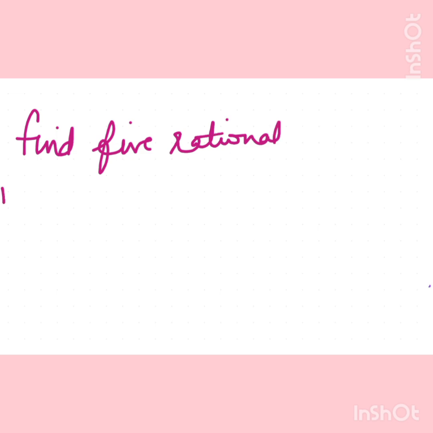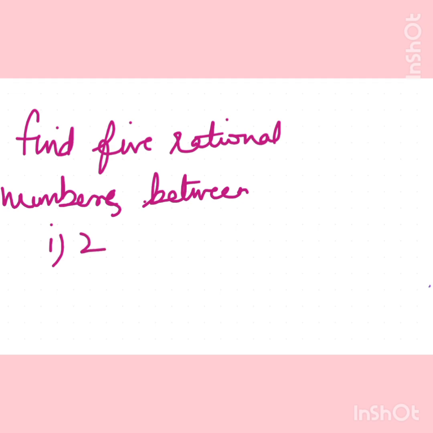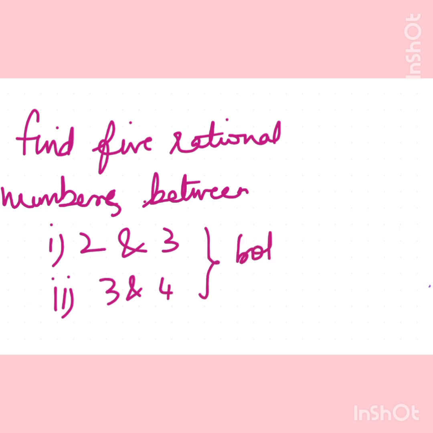So now we'll mark homework. I'll give you 2 sums as homework. You have to try by yourself and find out using both the methods, the average method as well as making a common denominator. So find 5 rational numbers between: the first one is 2 and 3, and the second one is 3 and 4. Very simple. Please complete this and try it.